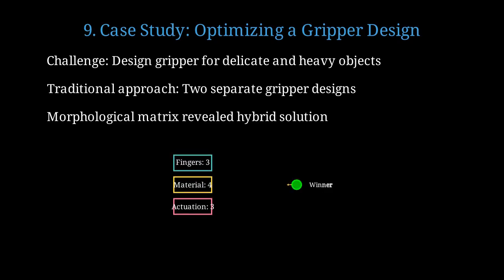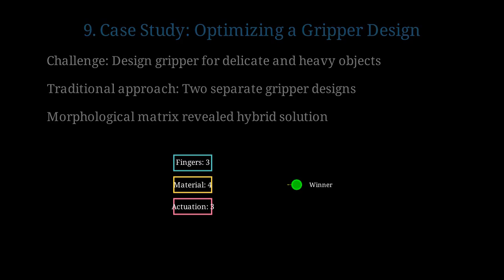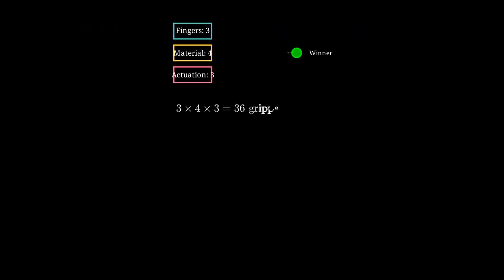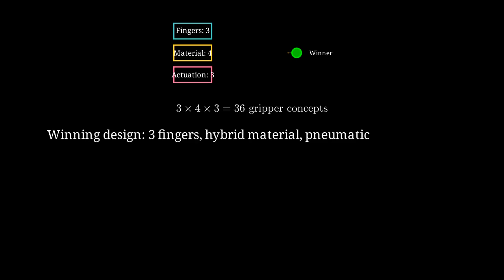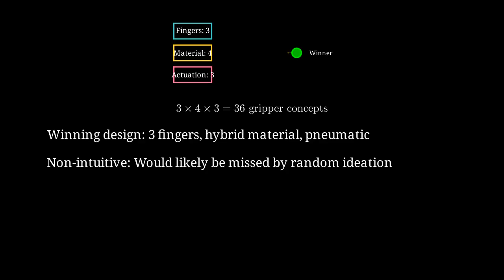The matrix had 3 options for finger count, 4 material choices, and 3 actuation methods, totaling 36 combinations. One unexpected combination emerged as optimal. This gave us 36 distinct gripper concepts to evaluate through simulation and prototype testing. The winning design used 3 fingers with a hybrid material combining rigid core and soft outer layer, actuated pneumatically for variable force control. This non-intuitive combination would likely have been missed by random brainstorming or trial-and-error approaches. The systematic matrix exploration found it.